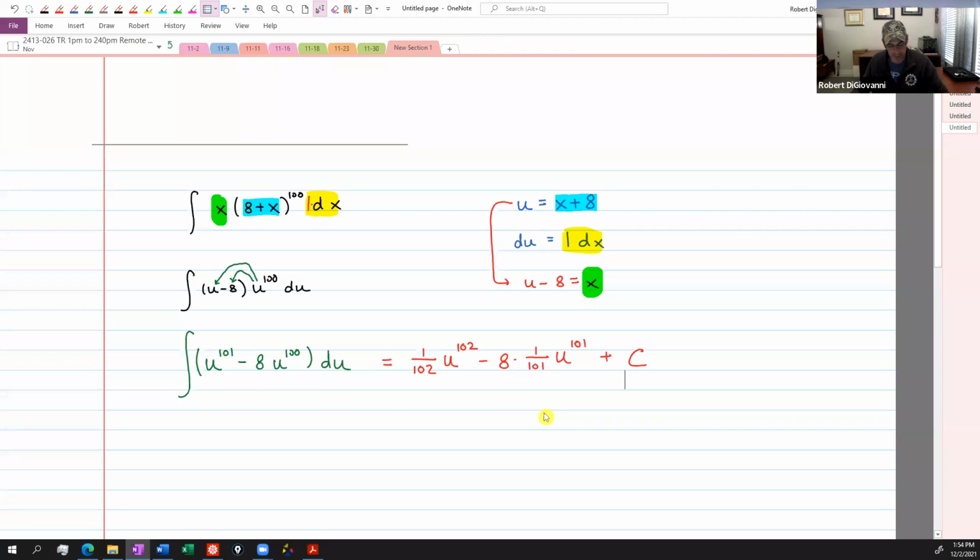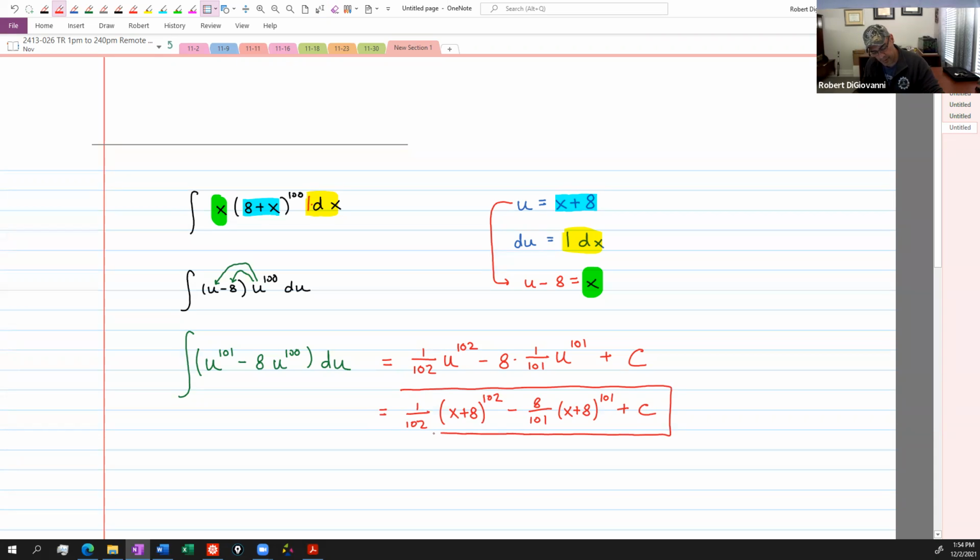Almost there. We just got to do the last substitution step. Replace u with what it was: (x plus 8) to the 102 over 102, minus 8 over 101 times (x plus 8) to the 101st power, plus c. This is the antiderivative.